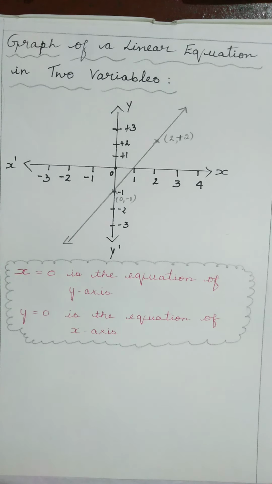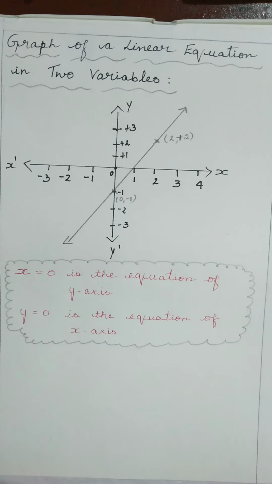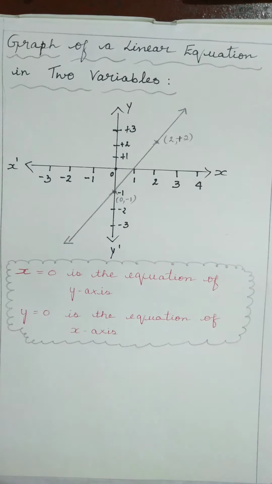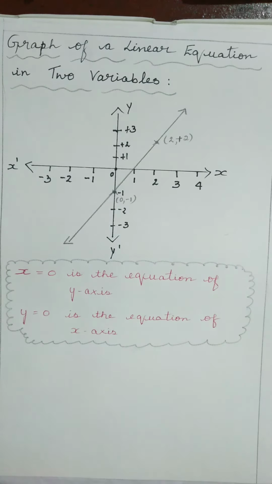Today, let us study the new topic, graph of a linear equation in two variables. So, you can observe the graph here. The graph represents a straight line. Therefore, in a linear equation in two variables, the graph obtained will be a straight line.